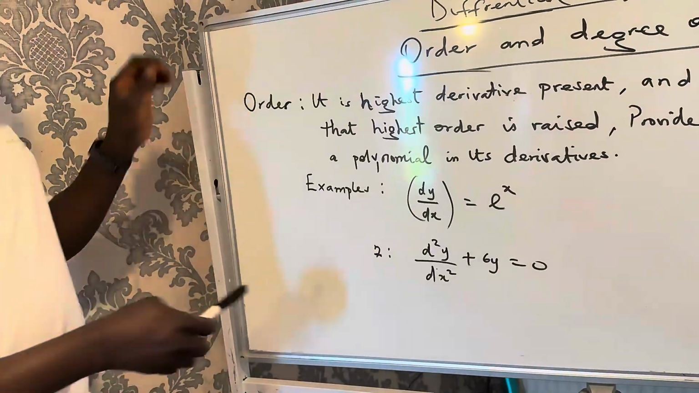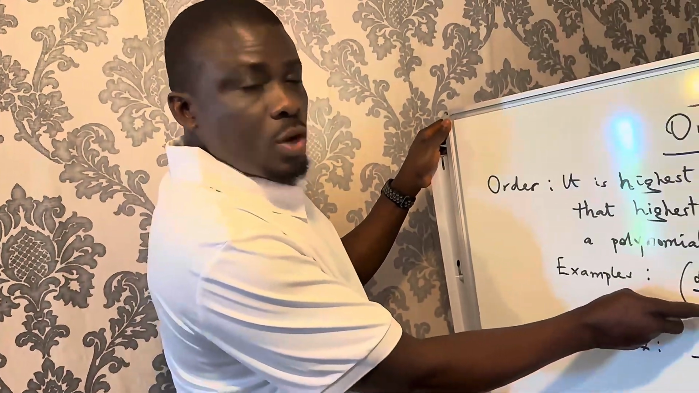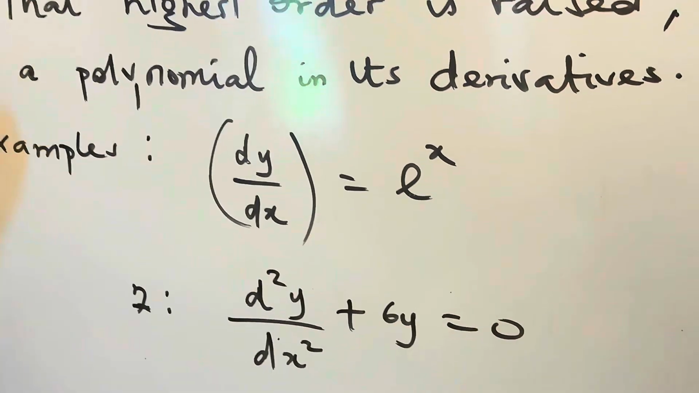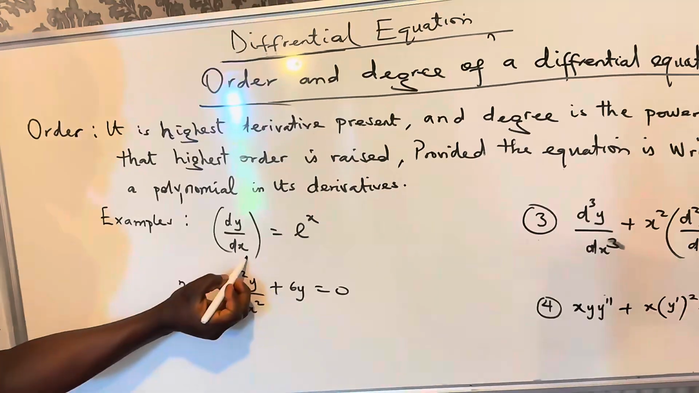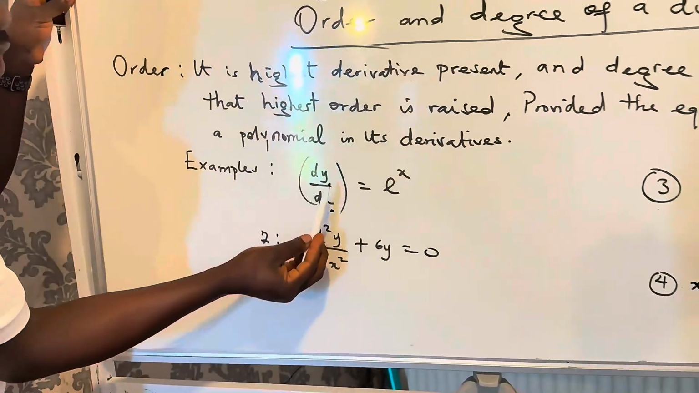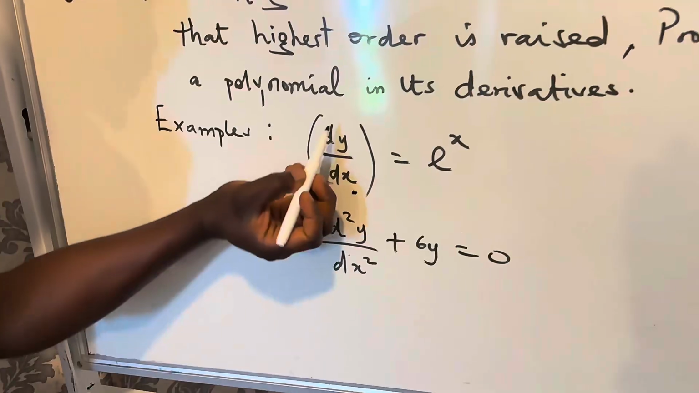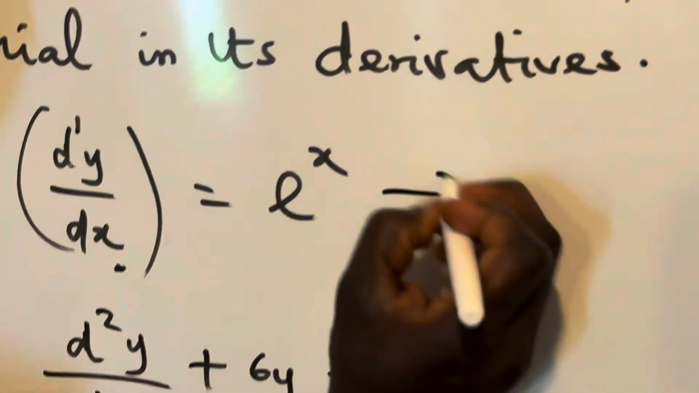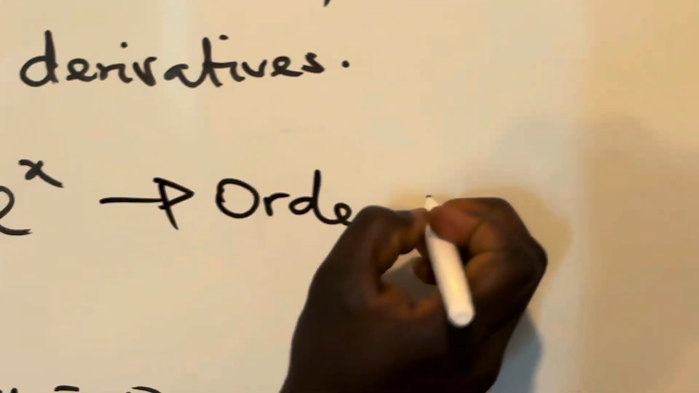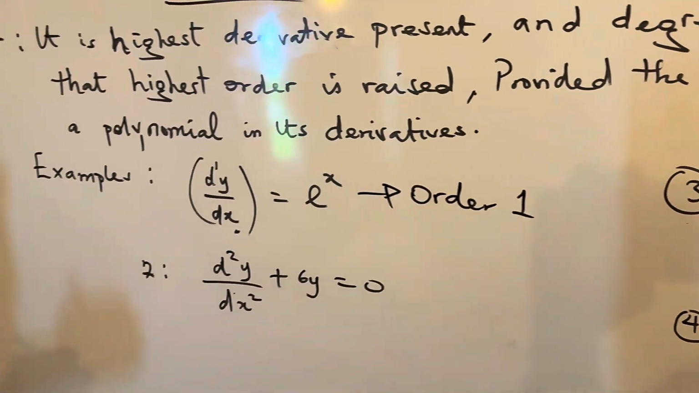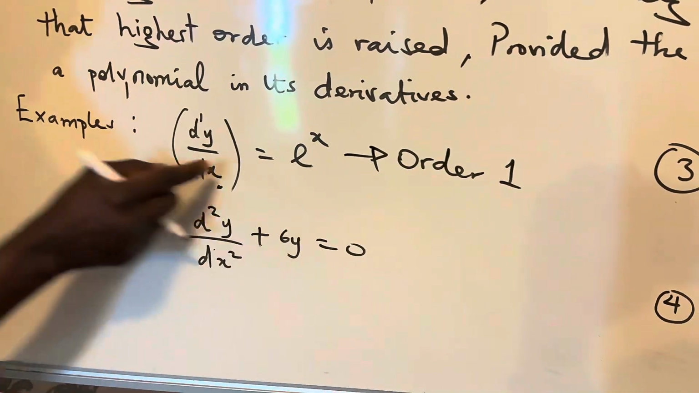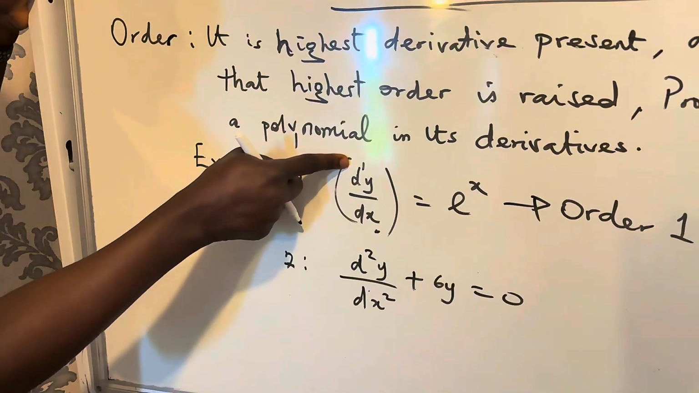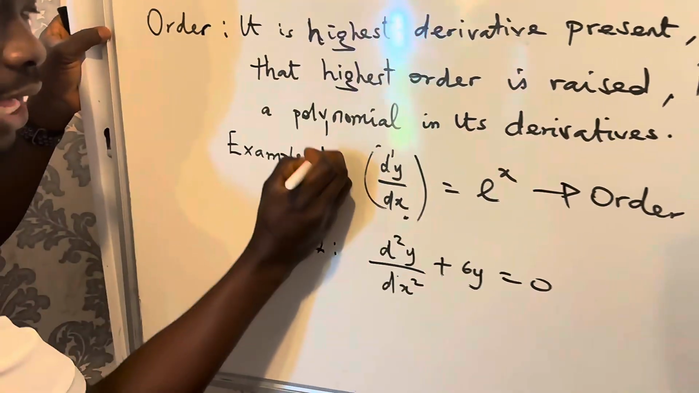Look at this first example. We are given dy/ds to be equal to e raised to power s. Now, if you look at this dy/ds, the highest power of this derivative is an invisible one. There's an invisible one here, which shows that this is of order 1, because the derivative here has an invisible one.